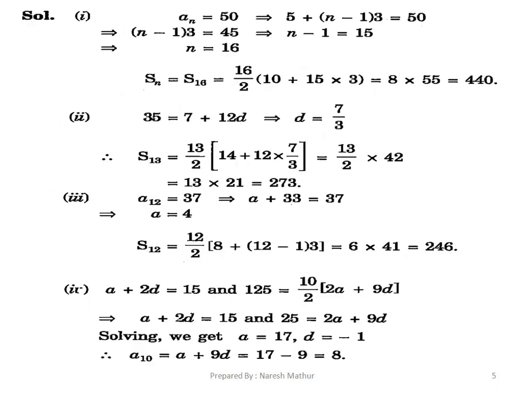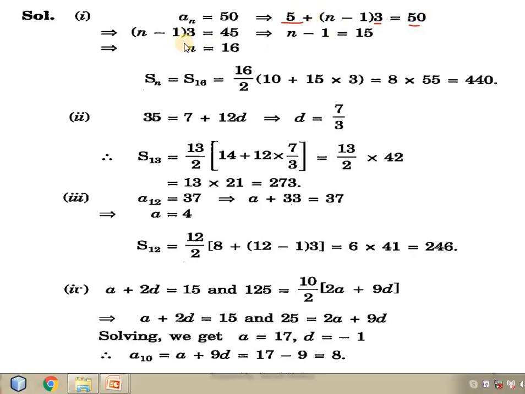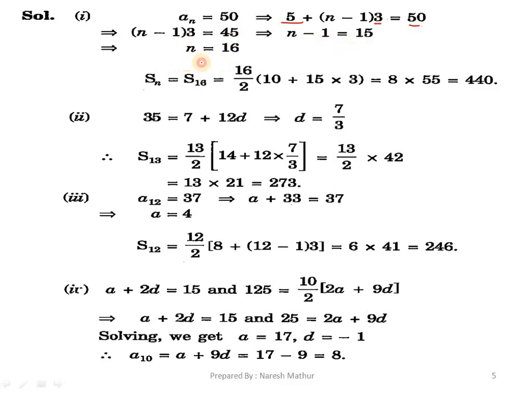Alright, see, so we have an equals to 50. First we need to find the value of n. We are given a equals to 5, d equals to 3, and an is given. We have three values. First we need to find the value of n, so just put the values in the formula so that we can get the value of n. So 5 will be displaced here, so we'll get n minus 1 times 3 equals to 45, 3 will be in the denominator, 15, n minus 1 equals to 15, so the value of n is 16.